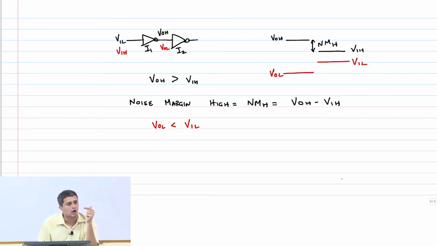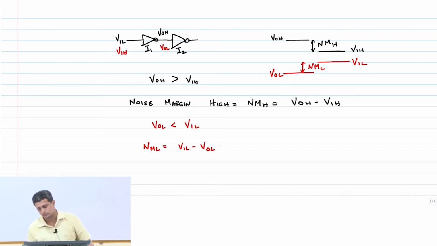Therefore, on the lower side, I can tolerate a positive noise pulse. As long as it is below VIL, I am fine. So, this much is my noise margin on the low side. So, NML is VIL minus VOL. Okay. So, now can you substitute these values?